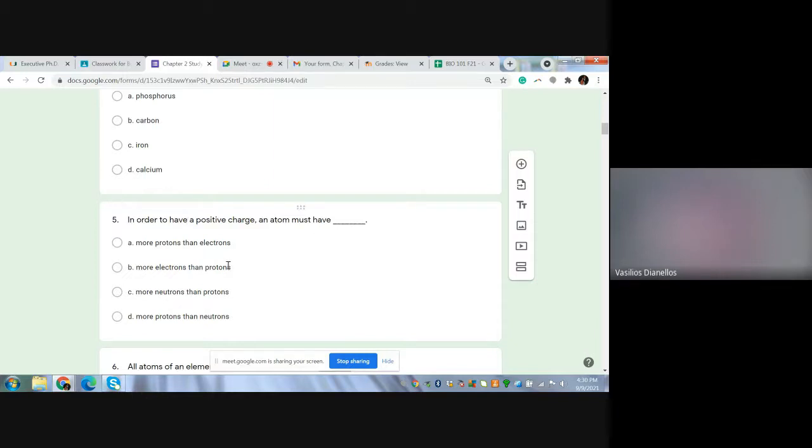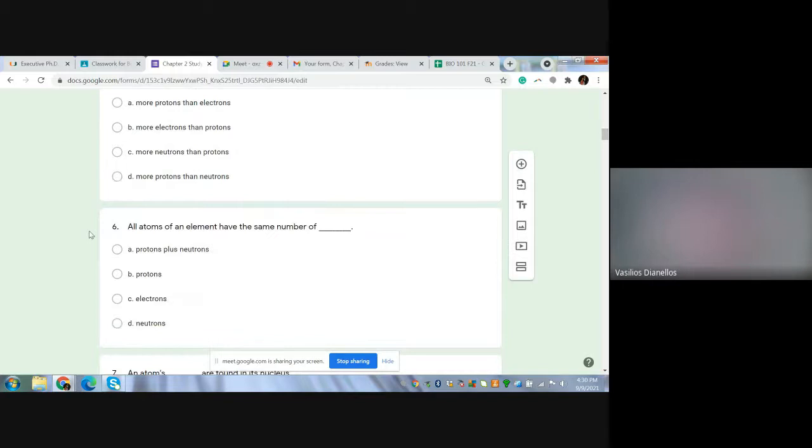Just understand what an atom needs to be positive or negative. So if it has more electrons, it's negative. If it has more protons, it's positive. And another way of saying that, if it has fewer protons it is negative. If it has fewer electrons, it is positive. Does anybody have questions about number 5?